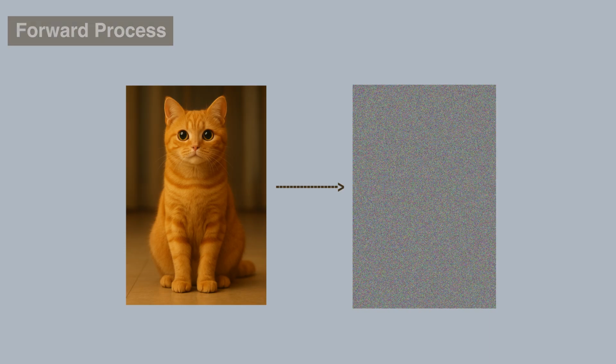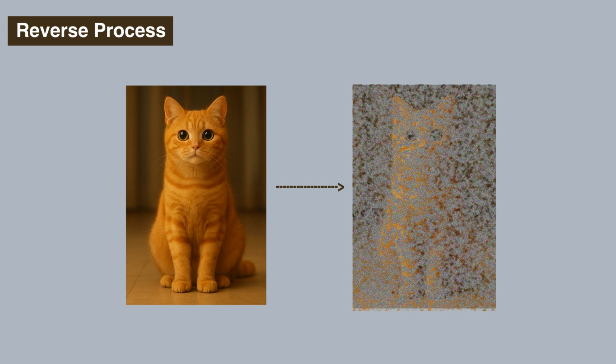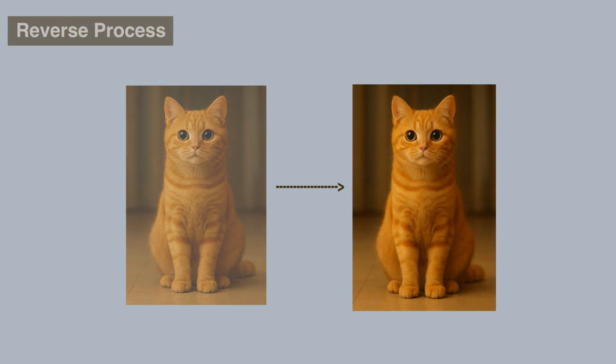Now comes the hard part, reversing it. The model looks at the noisy image and tries to guess all the noise that's been added. Then, step by step, it removes that noise until the final image appears. And that's the journey from image to noise and back again. I've just given you a rough overview of what happens behind the scenes. Now let's hear it from somebody who knows how it actually works.